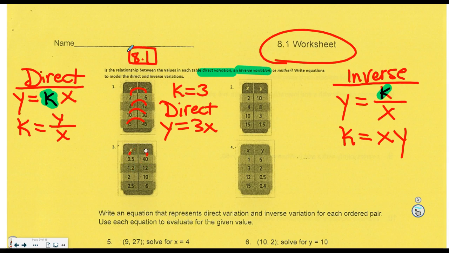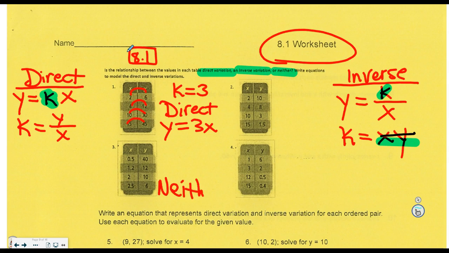So then you're going to check if it's this one. You're going to multiply the two. So go 0.5 times 40. Tell me what you get. 20. Do 1.2 times 12. Tell me what you get. 2.4. They're not the same. So what do we write for this one? Neither one worked when I tried to get that constant. So it says, or neither. So we're going to write neither.